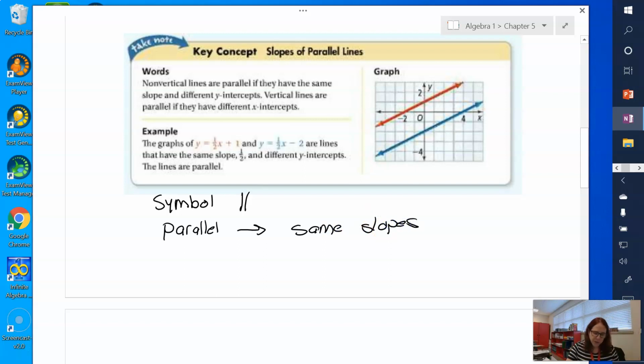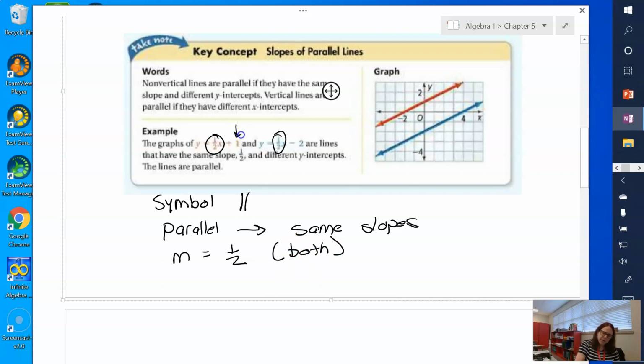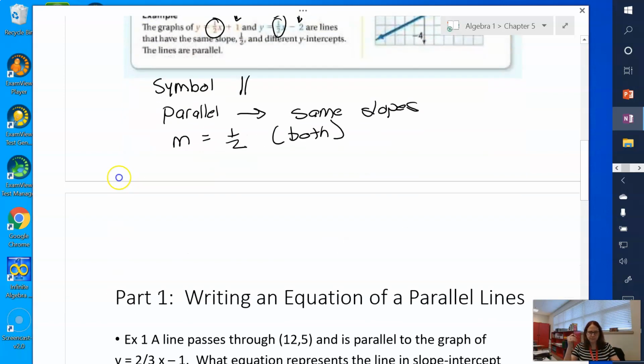So in our picture here, they tell us that the graph of the red line is y = 1/2 x + 1, and the graph of the blue line is y = 1/2 x - 2. What's the same in both of these is that 1/2 x. So for both of these, slope is going to equal 1/2. The only thing that's different is their y-intercepts. Okay, so very simple. If they're parallel, the slopes are the same.